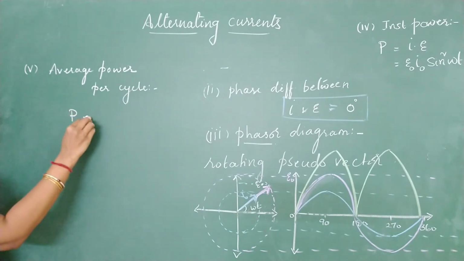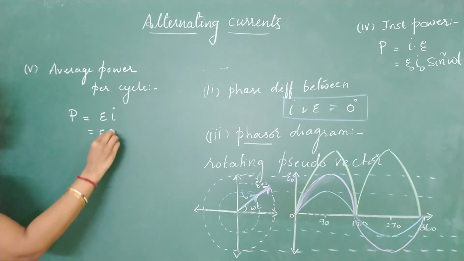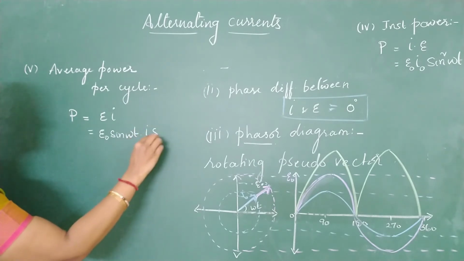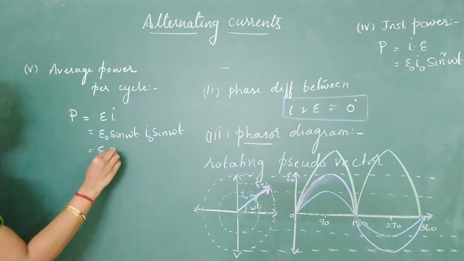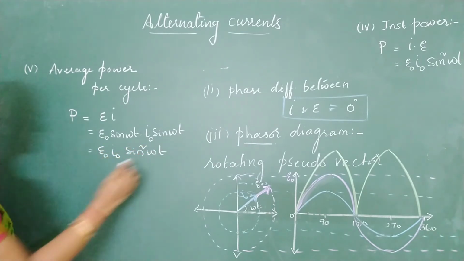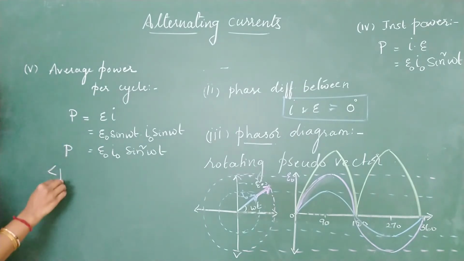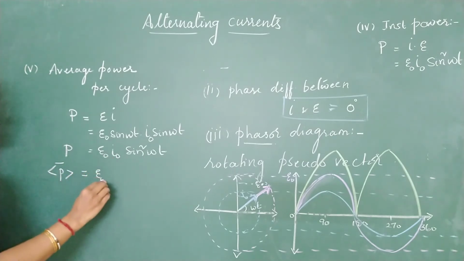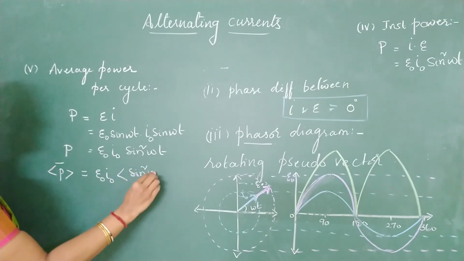So we know what is the equation representing power? E into I, E naught sin omega t, I naught sin omega t. It's nothing but E naught I naught sin square omega t. This is your instantaneous power. I want the average power for one complete cycle. E naught and I naught are constants. Average of sin square omega t.